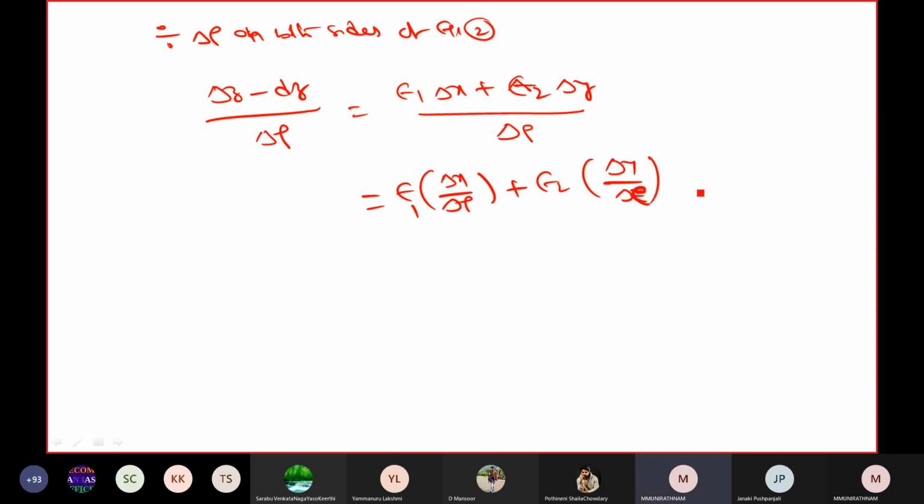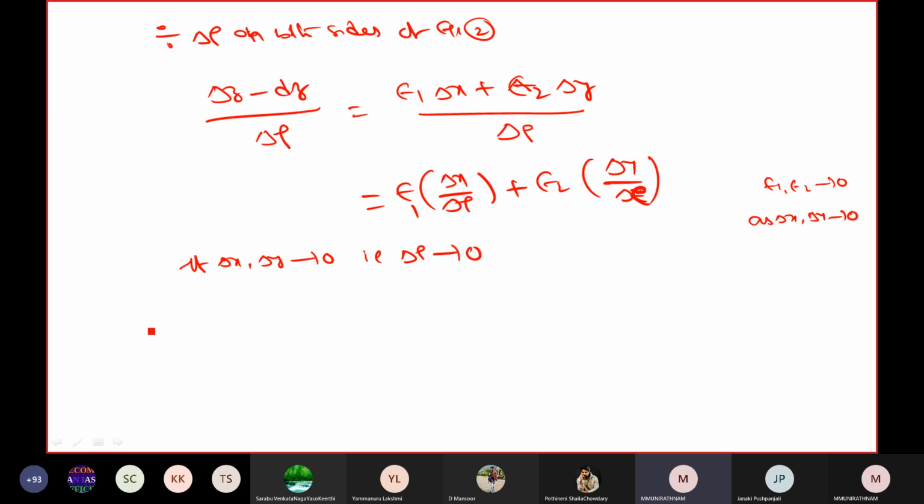So where delta rho is nothing but, you know that, right? What we need to prove is that epsilon 1, epsilon 2 tend to 0 as delta x, delta y tend to 0. If delta x, delta y tend to 0, that is nothing but delta rho tends to 0.